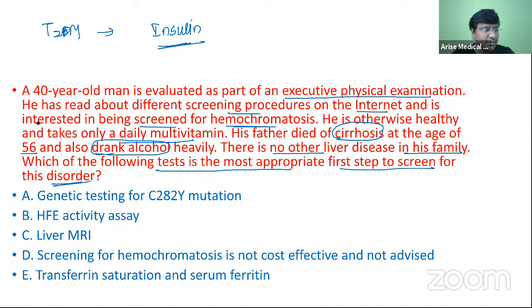Right, so meanwhile, very good that you people have answered this. Transferrin saturation and serum ferritin is a correct answer. No. Please don't get confused.